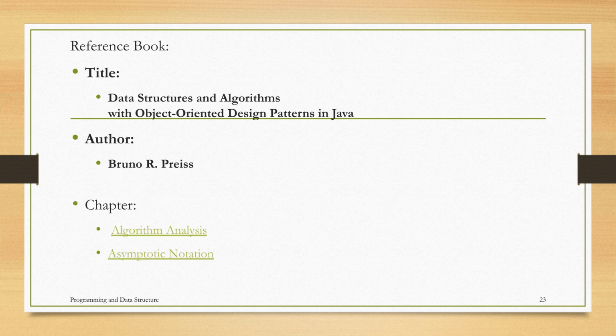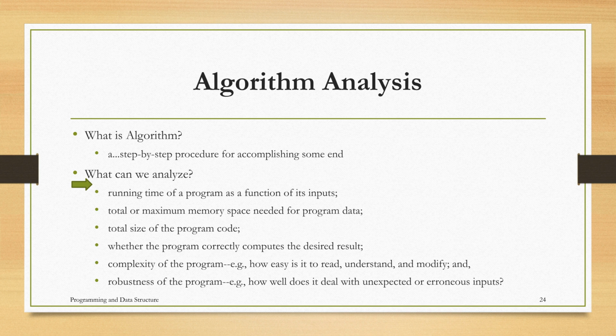For reference, we recommend Data Structures and Algorithms with Object-Oriented Design Patterns in Java by Bruno R. Preiss, specifically the chapters on algorithm analysis and asymptotic notation. What is an algorithm, and why analyze it?